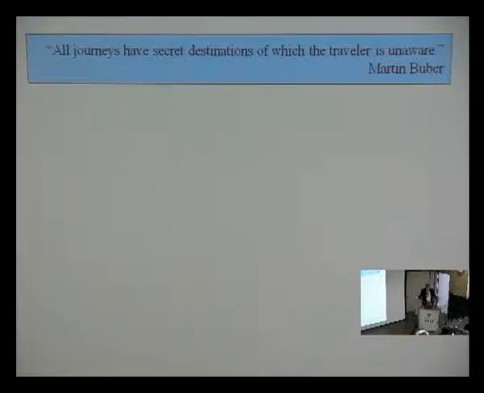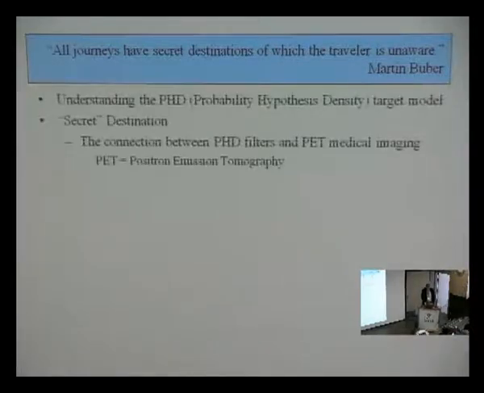So I went looking, and all journeys have secret destinations of which the traveler is unaware. Certainly when I began the study of the multi-target tracking problem, by this and by other methods actually, some years ago, I never expected to encounter tomography, totally unexpected. It's a wonderful thing to find these kinds of surprises. So there's the secret destination the PHD filter had for me, and I hope it will have for others who encounter it, with positron emission tomography.